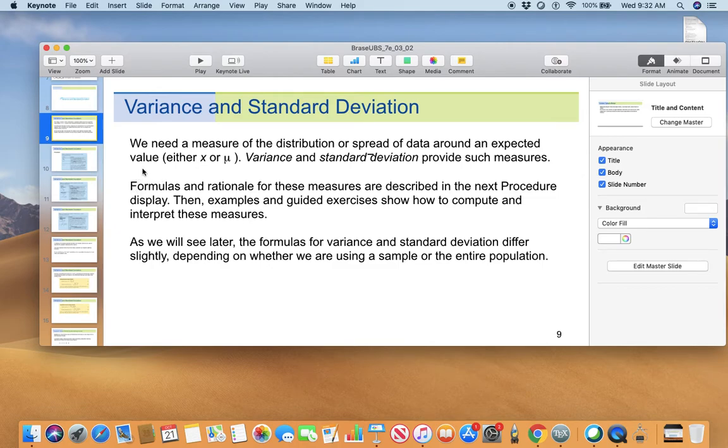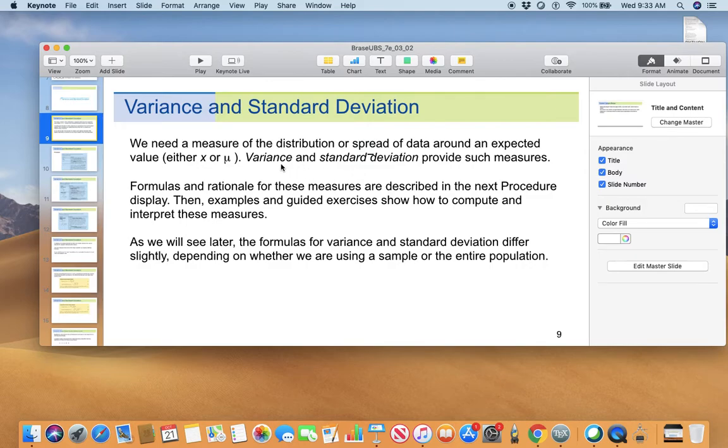What is expected value? It is mu or x bar, with a line over it. So expected value is the mean. You want to measure how widely your data is spread around x bar or mu. Variance and standard deviation provide such measures.